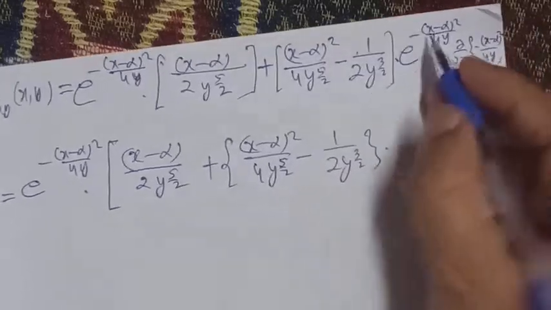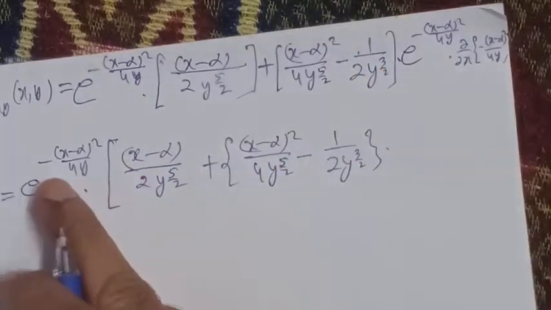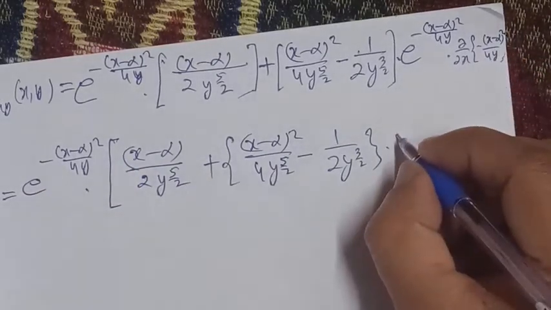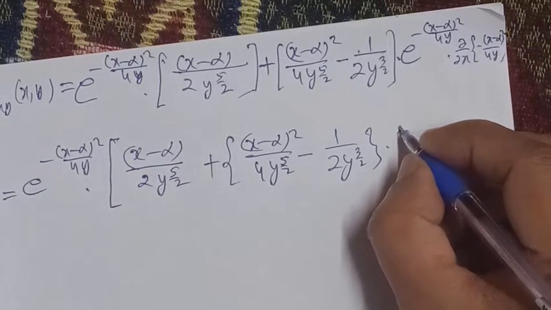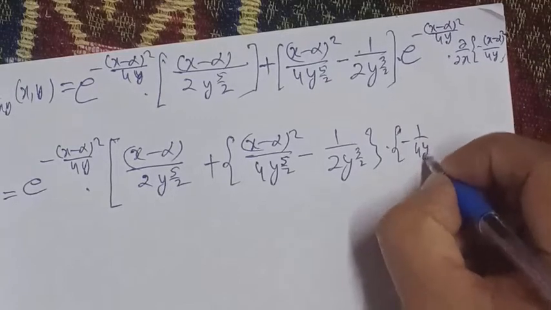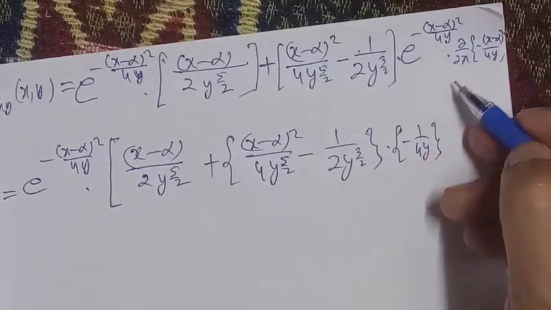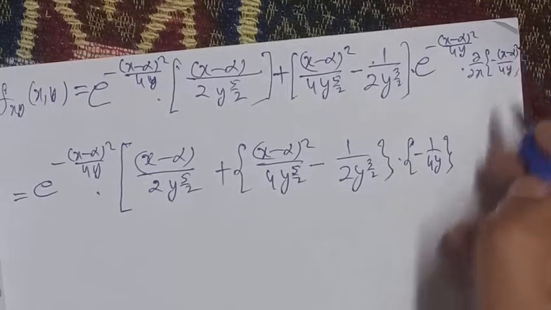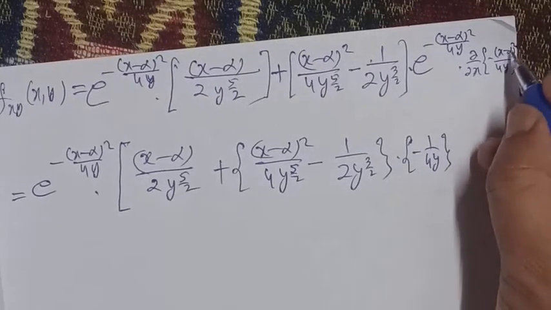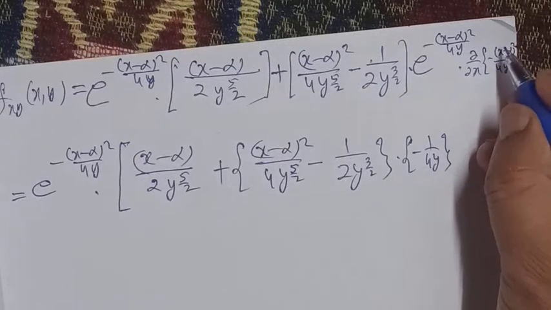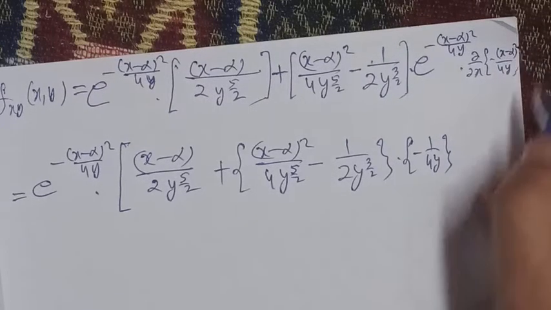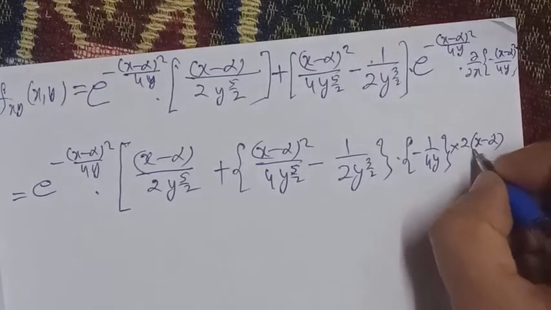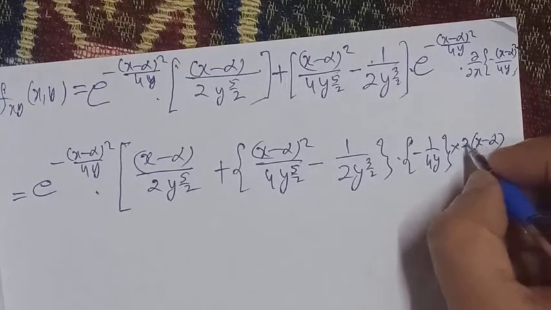Now this value is taken out from the bracket, so we only differentiate this value. For x, 1 upon 4y is constant, so I take it out, and we only have to differentiate this bracket, (x minus alpha) whole square. Consider it as x, so x square, the differentiation of x square is 2x, but it is not x, it is x minus alpha. So we have to differentiate this value.